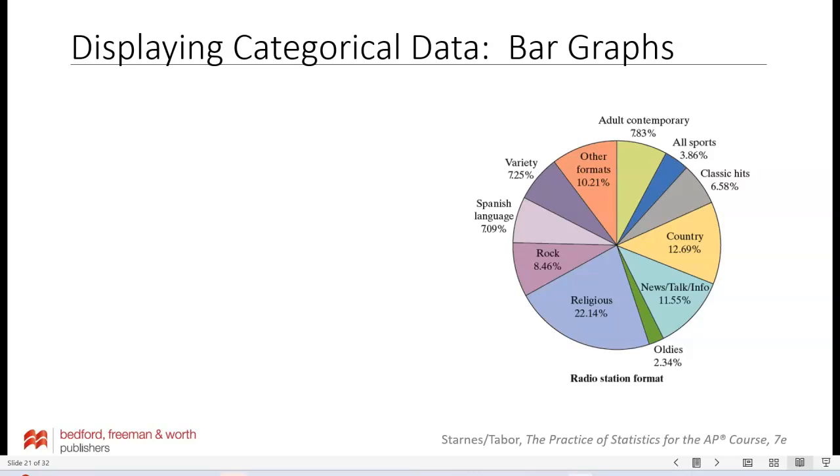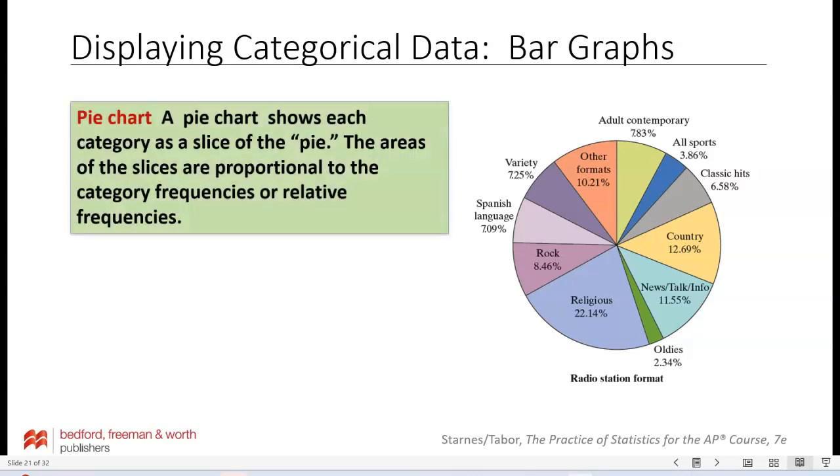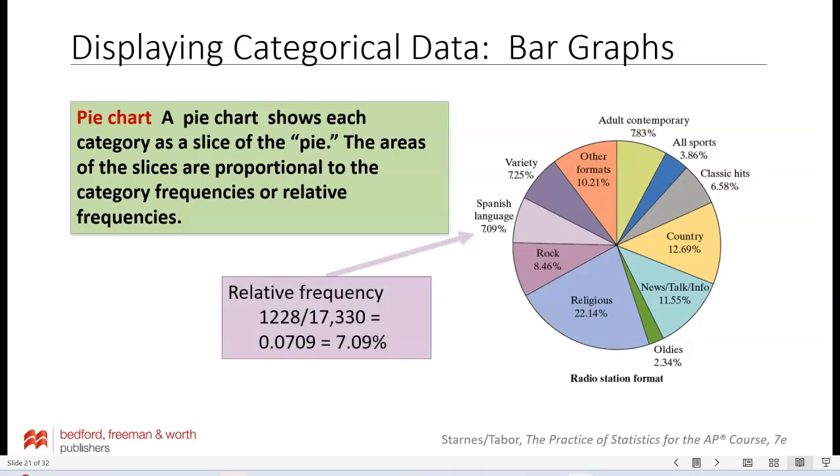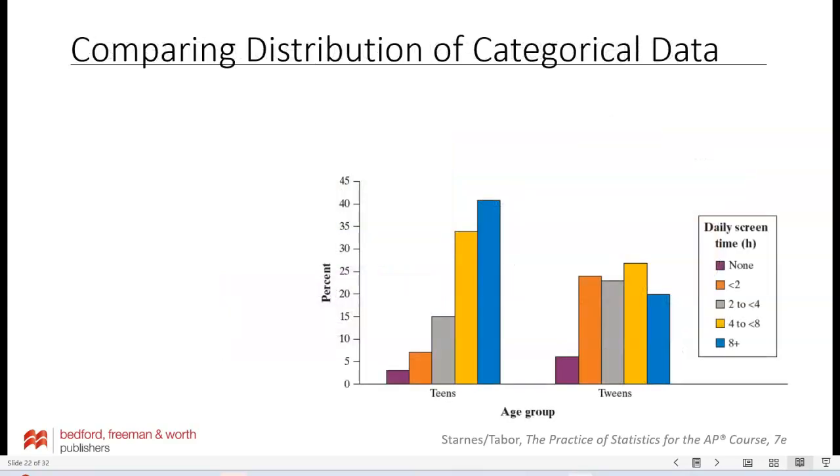And again, you can see right away, this is a different way of displaying data called a pie chart, which lets you see in proportion to everything else how big a slice, how big a piece of that. And this is a relative frequency because they have percentages. The areas of the slices are the proportion, the category frequencies, and relative frequencies. To get those, you count them up and divide to get that percentage.